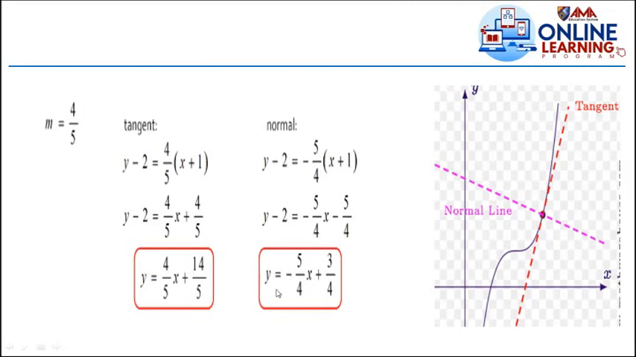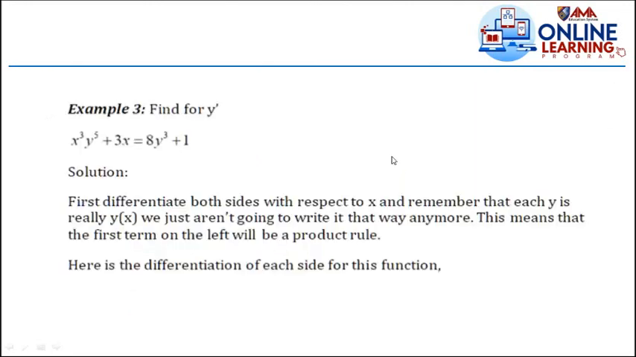So simplified further, y is equal to negative 5 all over 4 x plus 3 all over 4. So this is now the equation of your tangent line, and this is now the equation of your normal line. Okay? And the difference is only the slope, no? Baliktad po siya, and then negative. So next we have another example, no?